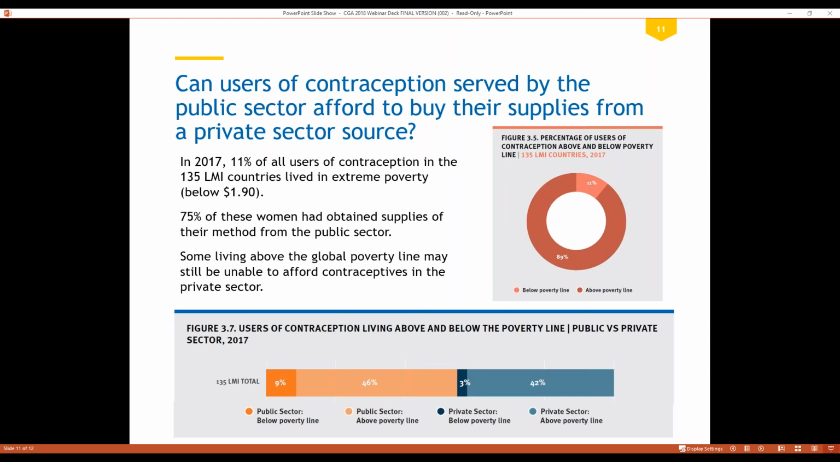And as you can see in the final graph at the bottom there, that little dark 3% bit at the bottom, we have some women below the poverty line who are already accessing services within the private sector, though a much smaller share than within the public sector. And so we also want to have a better understanding of where and how that is happening, and to what degree those women are able to afford those services, or perhaps getting some sort of subsidy to be able to have that access.